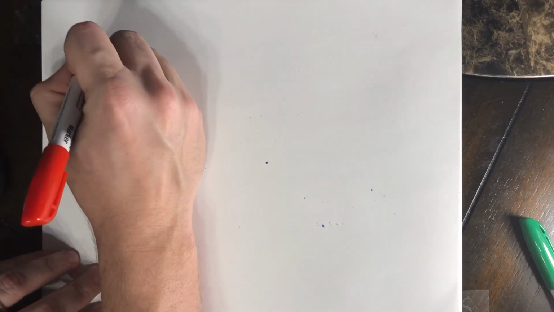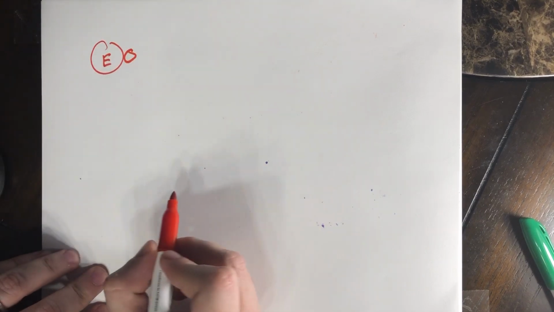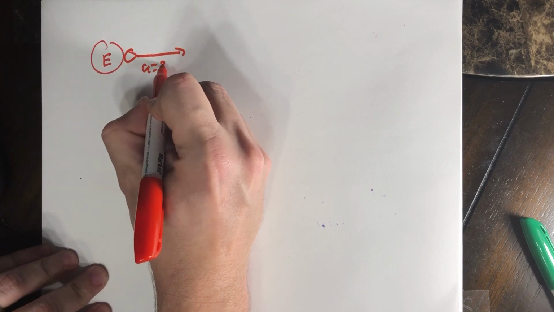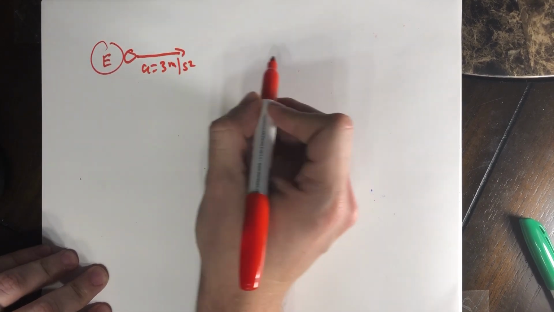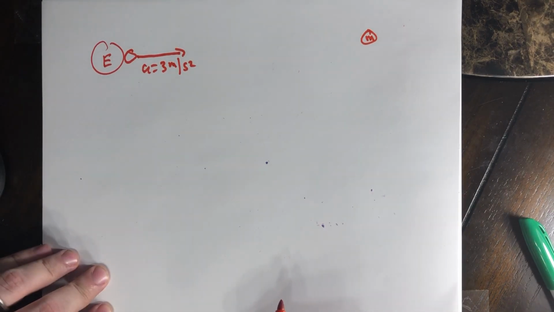So we're going to deal with rocket 2, going from Earth, drawing our picture again. Rocket 2 is a circle, because sure, why not? It has an acceleration of 3 meters per second squared, and it needs to get to the moon, which again is the same distance as it was before.